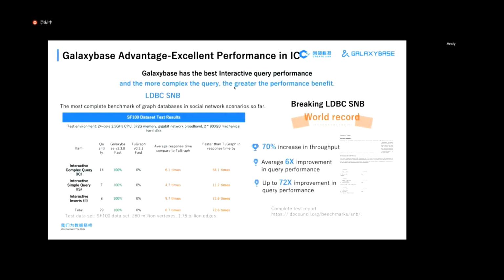LDBC SMB is a world-recognized, most complete benchmark for graph databases so far. We broke the previous record and achieved 70% higher throughput, up to 72 times faster in response time, and the full disclosure report can be found on LDBC Council's official website. And we will present test details in the LDBC session with SIGMOD conference later.